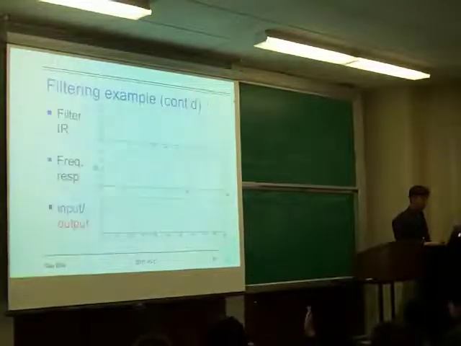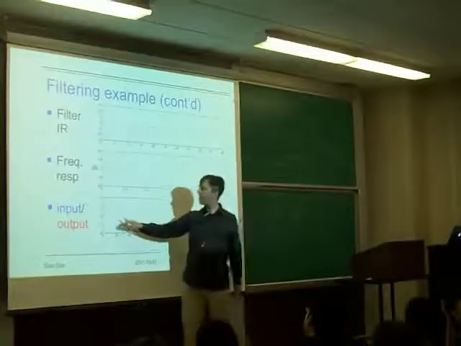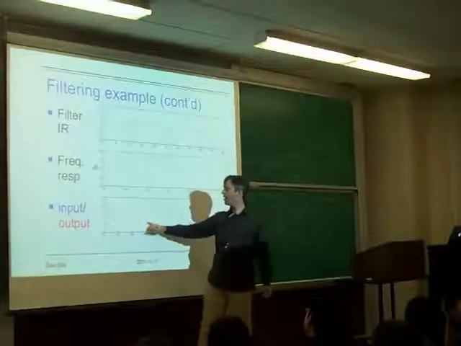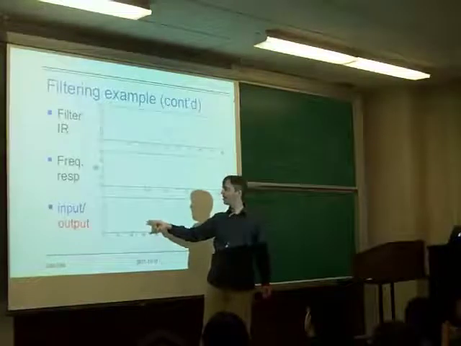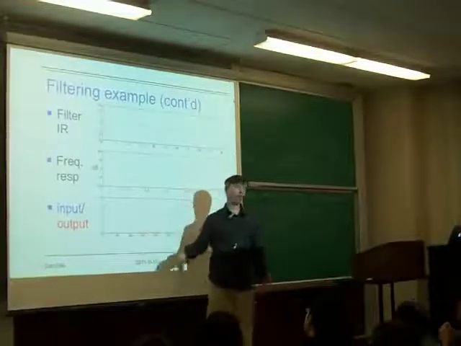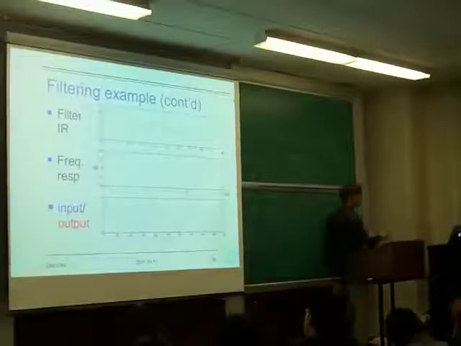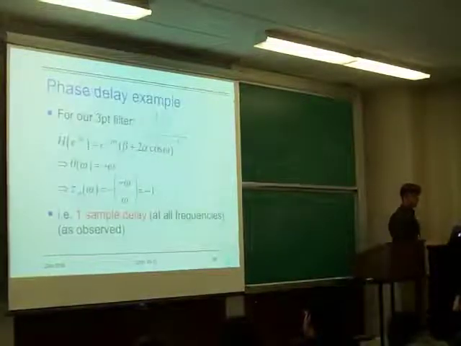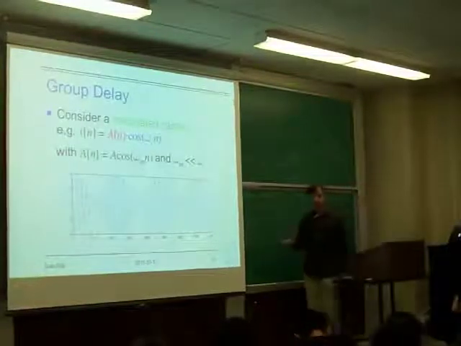If I just go back to the actual look of this input-output here, it's kind of hard to see, but maybe you can see that this red line is a little bit delayed relative to the underlying slow variation in the blue line. It's one sample delayed relative to that. That's what the effect was. Okay, so that's phase delay. That's kind of the natural and straightforward one.